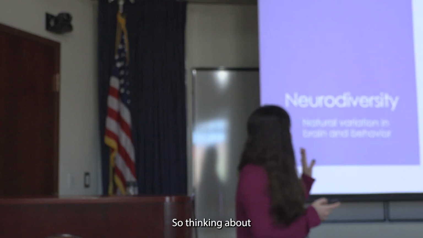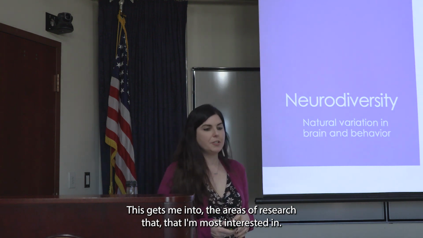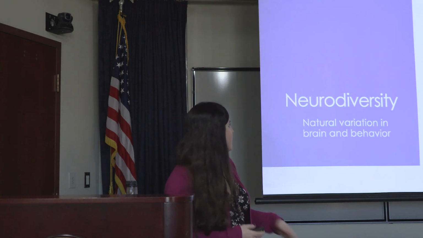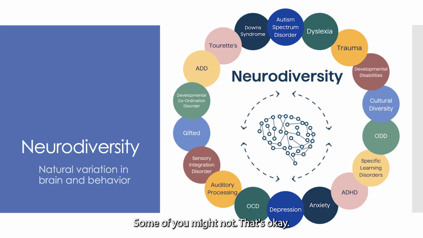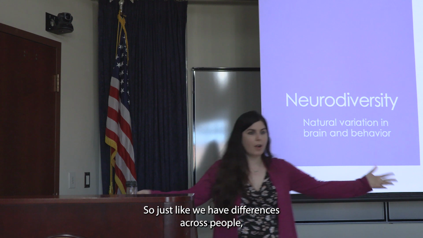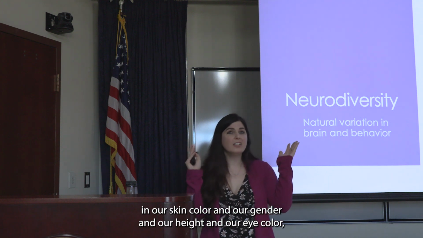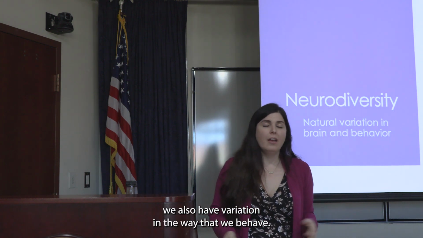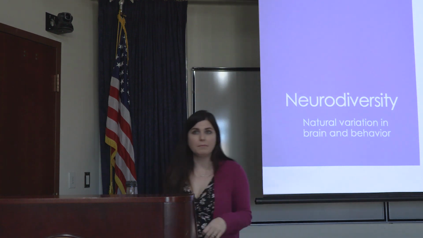So, thinking about what populations might struggle with behavioral variability, this gets me into the areas of research that I'm most interested in. There's a concept of neurodiversity. Some of you might be familiar with this concept, some of you might not, that's okay. Essentially, this term refers to the natural variation that exists in terms of our brain function and in terms of our behavior. So just like we have differences across people in our skin color, in our gender, in our height, in our eye color, we also have variation in the way that we behave. And that's completely normal from a biological perspective to have that kind of variation.